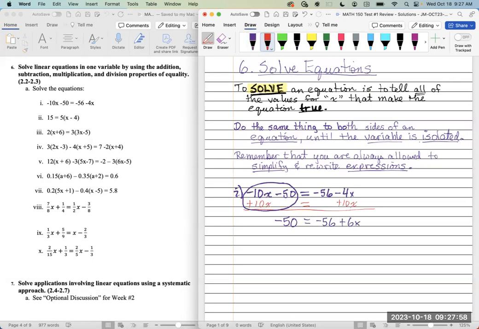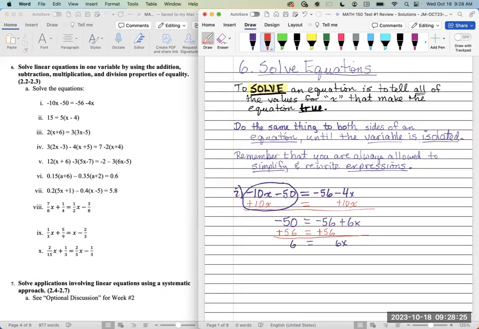Again, you can do whatever you want to both sides. My goal is to get the x value by itself. I don't want to divide by 6 yet. I could, but I'd rather not deal with fractions for the remainder of the problem. I'd like to get rid of all of these integers first. Now the right side becomes 6x. Oh, I'm not subtracting 56 from both sides. I'm adding 56 to both sides.